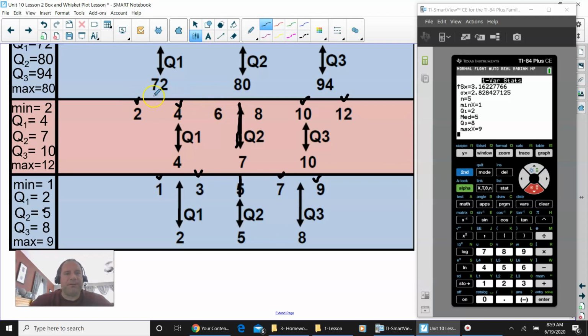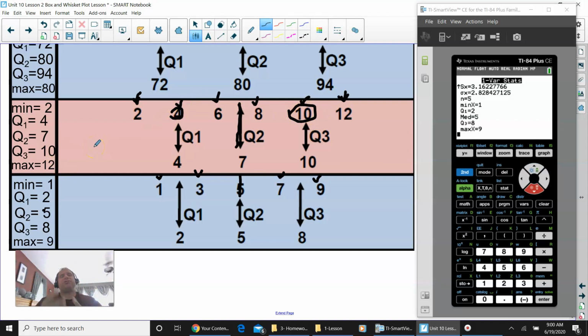So the lower half, I put a check mark on 2. I'm going to get the median of just the lower half, and that's 4. So quartile 1 is 4. Now this is the upper half, the upper quartile, and there are 3 numbers. So I put a check on 8 and a check on 12, and I have 10 as the median of my upper quartile. And that's Q3.